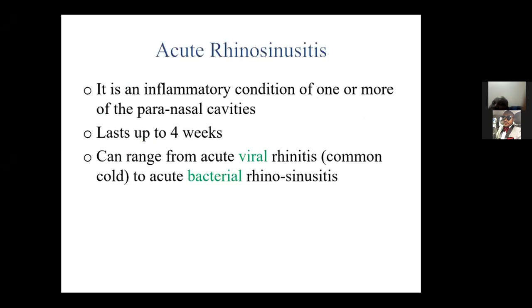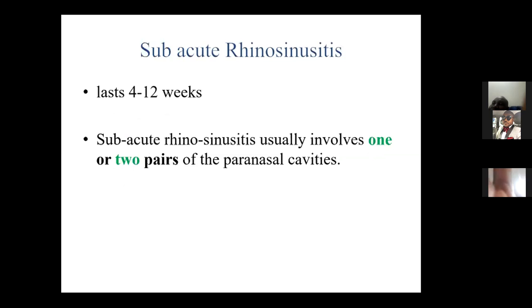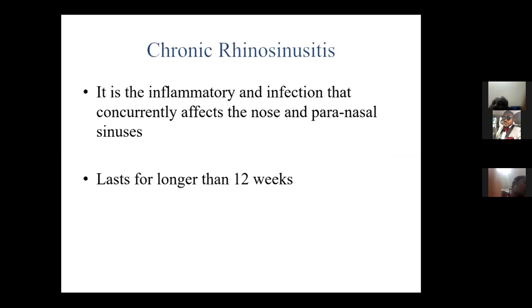Now, acute rhinosinusitis is an inflammatory condition involving one or more of the paranasal cavities. Like I said, it can last up to 4 weeks. It can range from the common cold, which is acute viral rhinitis, to acute bacterial rhinosinusitis. We can also have subacute rhinosinusitis lasting between 4 to 12 weeks. This subacute rhinosinusitis usually involves 1 or 2 pairs of the paranasal sinuses.